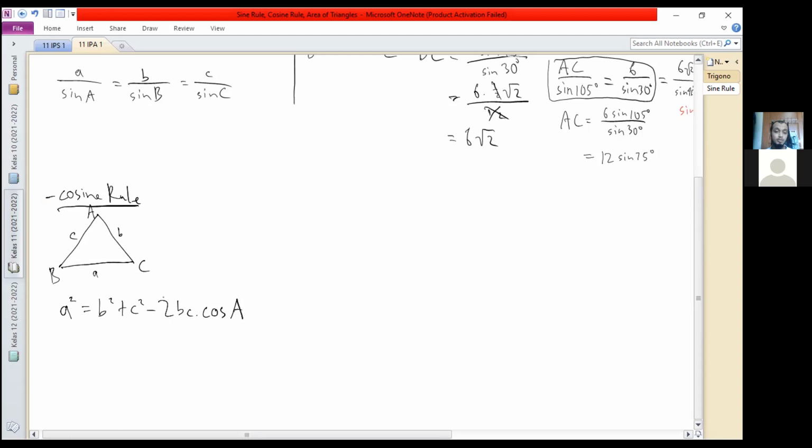And the 2 times b times c times cos A, you can memorize it like this. So 2 times b and c, this b and this c. Then the angle A is the one which is between the sides b and c. So 2 times b times c, and then times cos A.